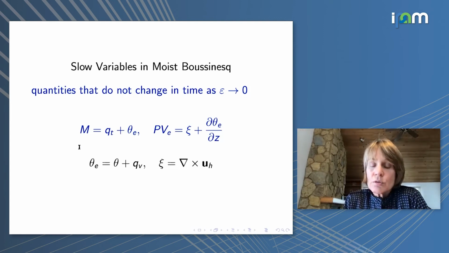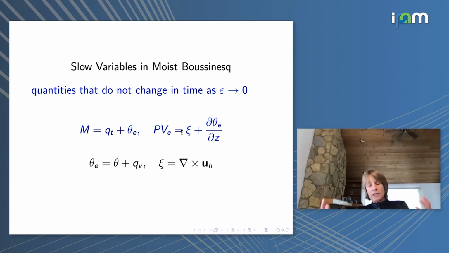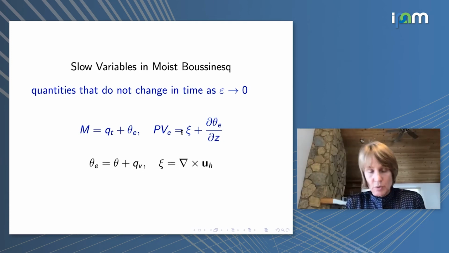And now there are two quantities. There is a potential vorticity variable, which looks the same as the dry case, except that temperature is replaced by equivalent potential temperature. And there's a new quantity that's slowly varying, which is the sum of total water and equivalent potential temperature. And we just named it M for moisture. So two slowly varying quantities now. And so now we can take the fast wave averaging equation, project onto these slow modes, and assess the coupling on the right-hand side of that equation.